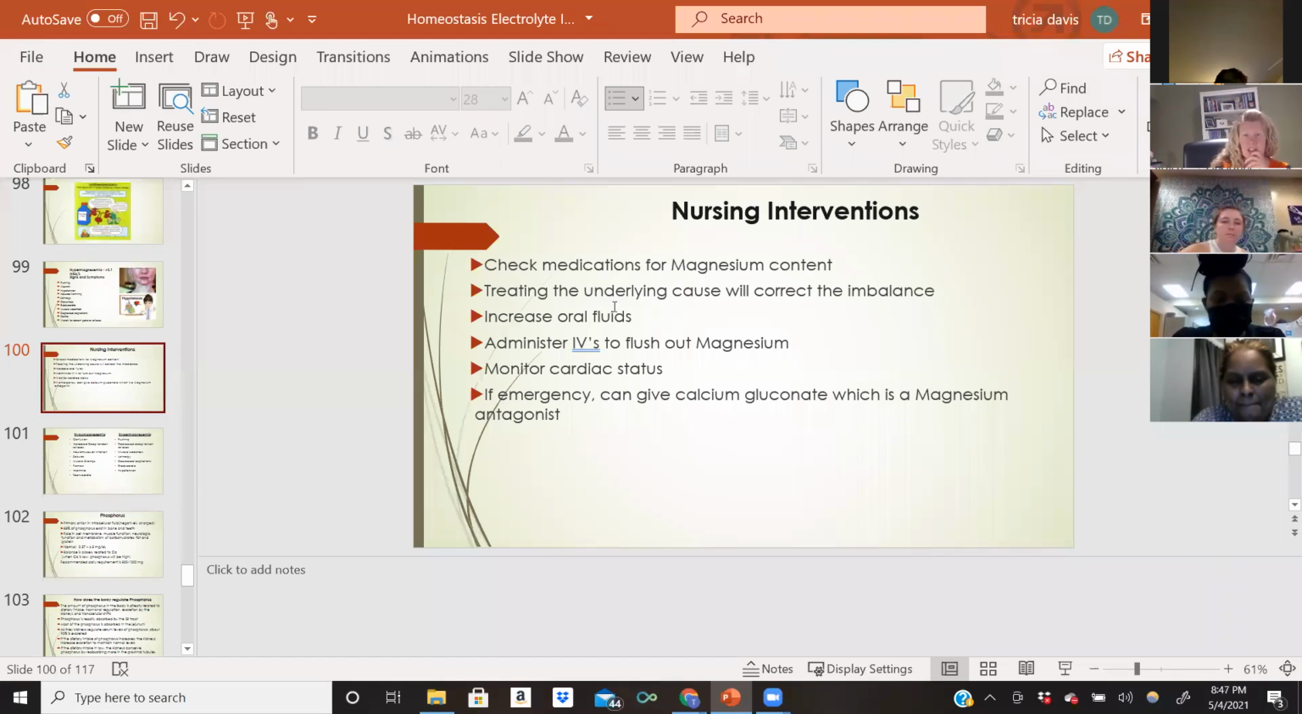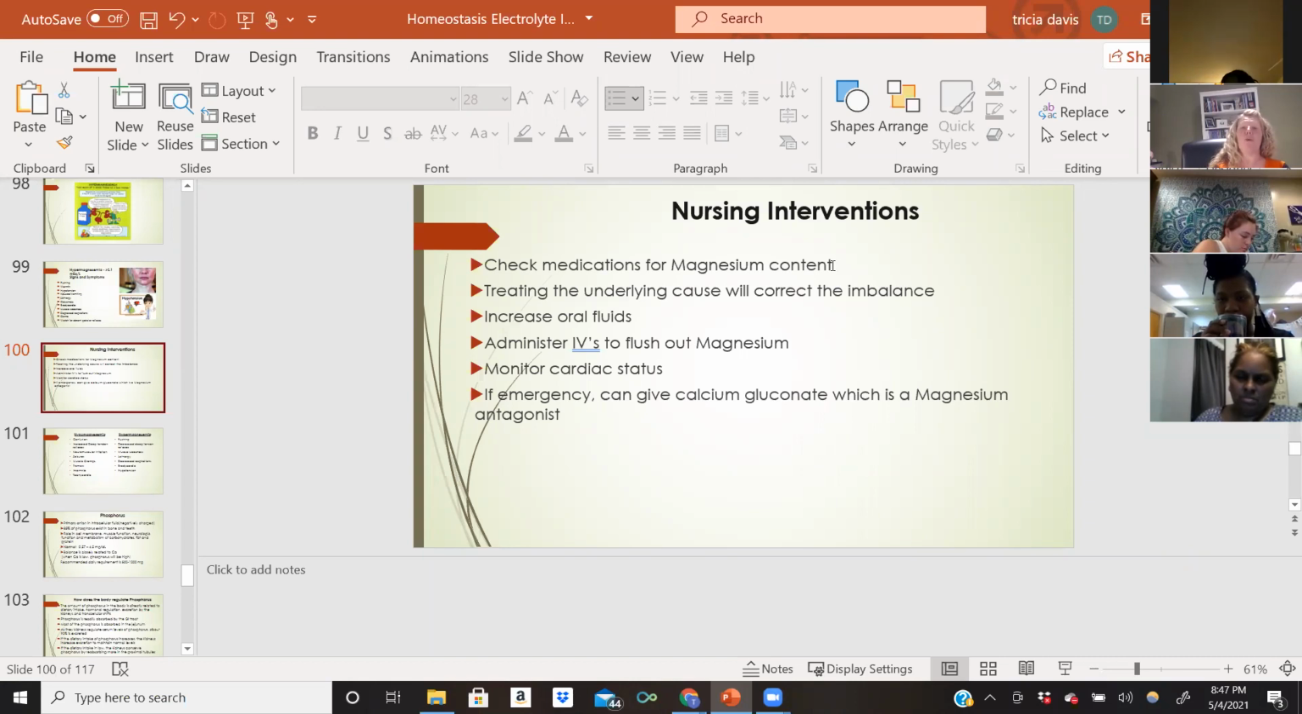So nursing interventions. Check medications for magnesium content. What is the patient taking outside? Looking at that over-the-counter stuff, looking at the CAM. What else is the patient taking that could have magnesium in it? Treat the underlying cause, and hopefully it's going to correct the balance.